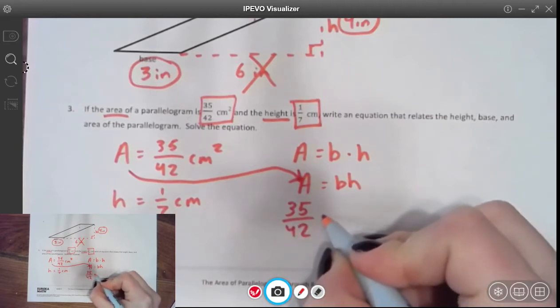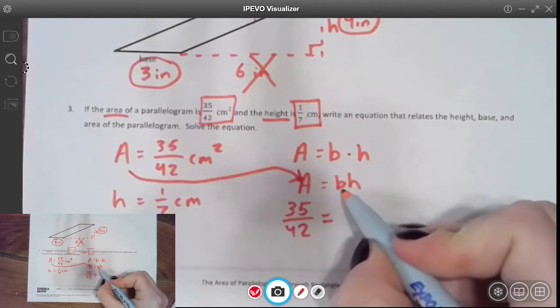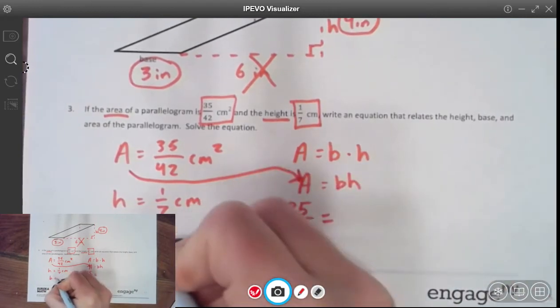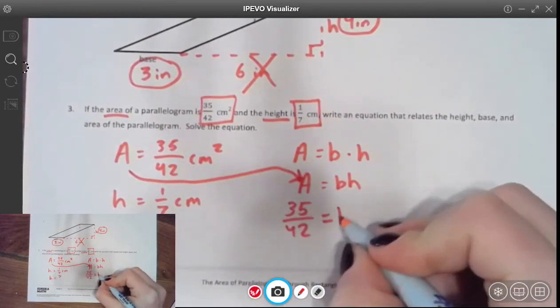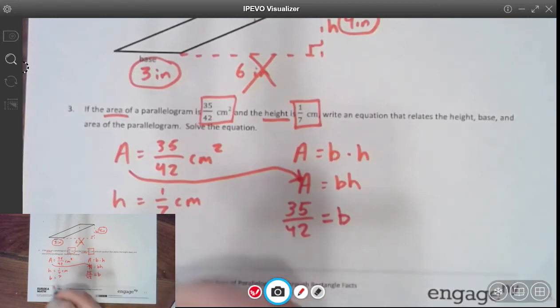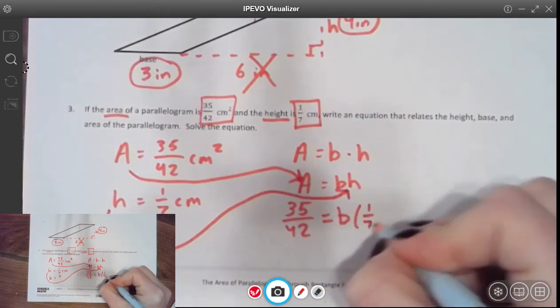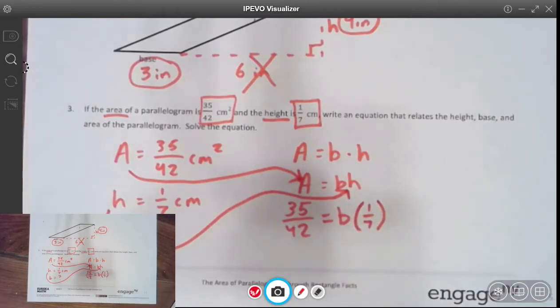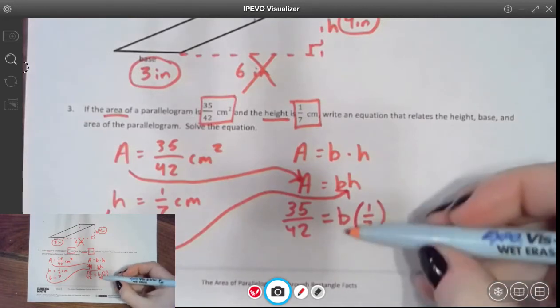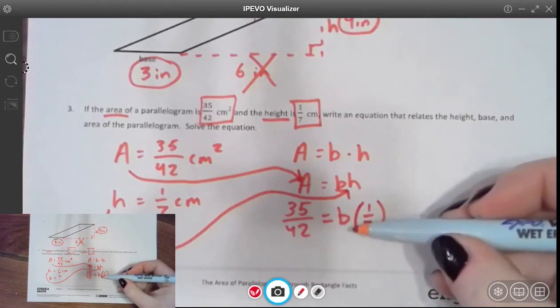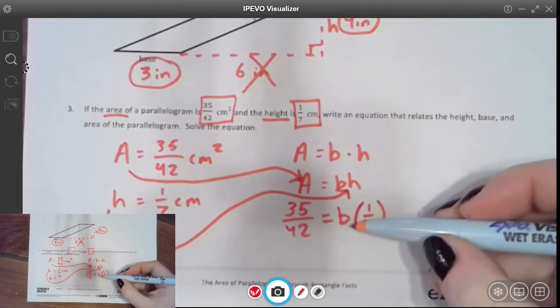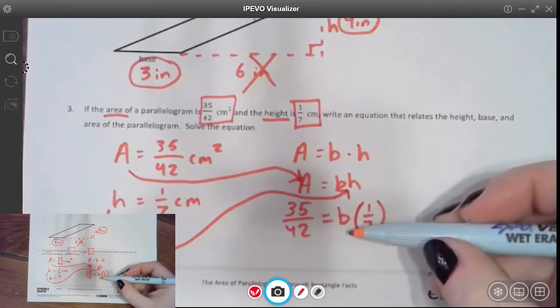35/42 is equal to, the base is still unknown. We still are not sure what the base is, so we're going to keep that as a variable. But we do know the height, so we're going to substitute in the height for H. 1/7. Okay. So remember, we should remember this from the warm-up. When we're solving this equation, the first thing we need to think about is how do we get the variable isolated? How do we get the variable by itself?